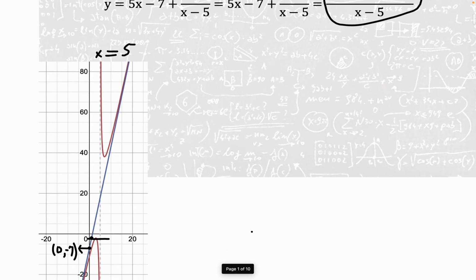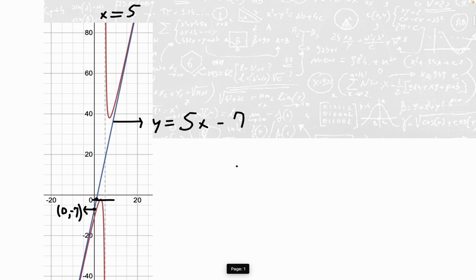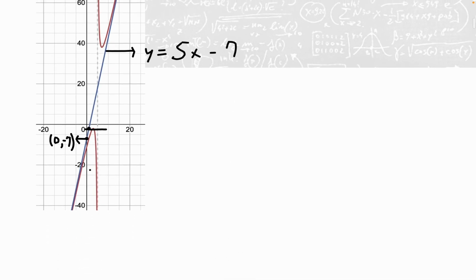Let's see what else. Everything else looks good. You see how the graph of the function is trapped between the vertical asymptote x equals 5 and this line right here, and I'll write the equation for this line: y is equal to 5x minus 7. And if you go down further, you can see the same kind of behavior happens down here when y is negative. Again, horizontal tangent line or stationary point at x equals 3.